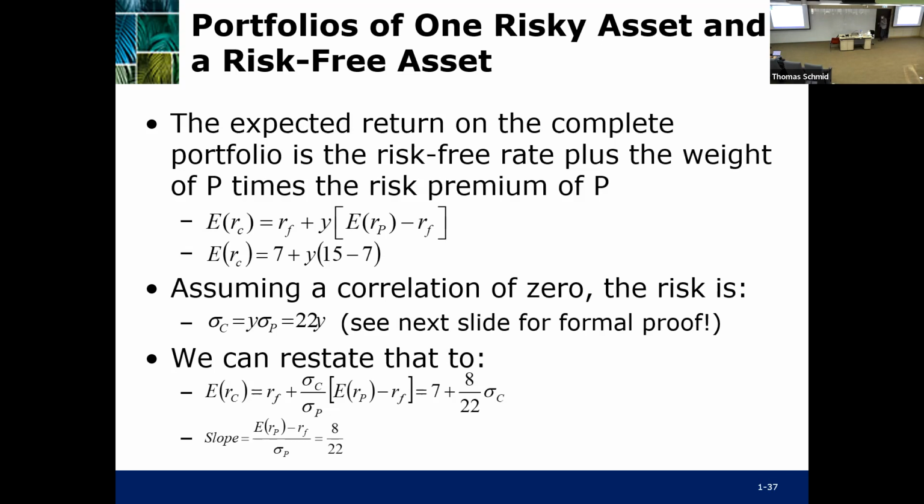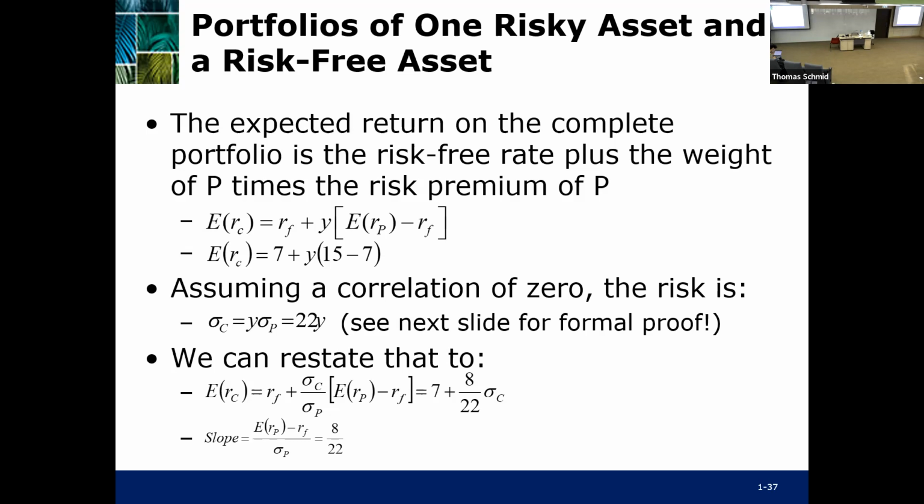What is the risk of this resulting portfolio? We call it RC, where C means the complete portfolio. The complete portfolio is the portfolio that consists of the risk-free asset and the risky asset. It actually has a risk of Y times sigma P, which is different from what we learned so far. There is no covariance term here, nothing. Why this holds, I will show you on the next slide.